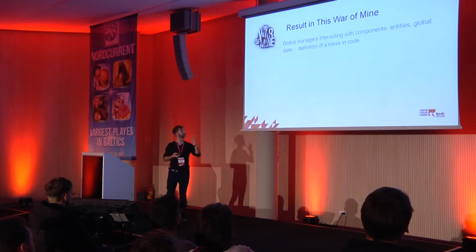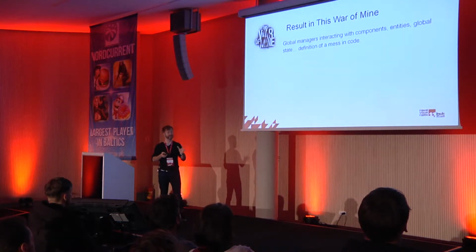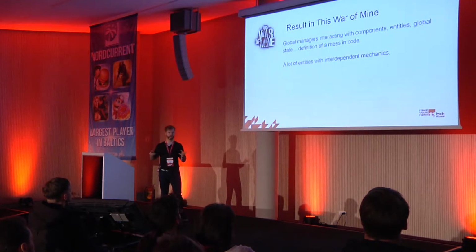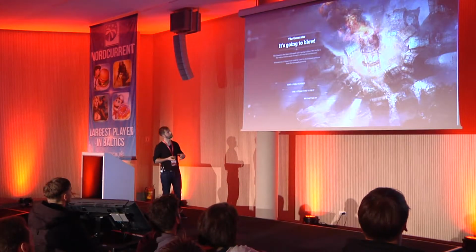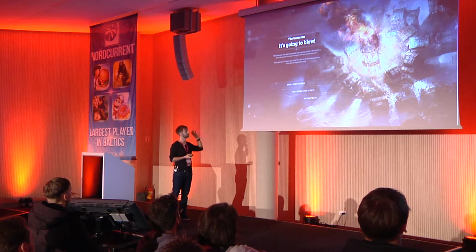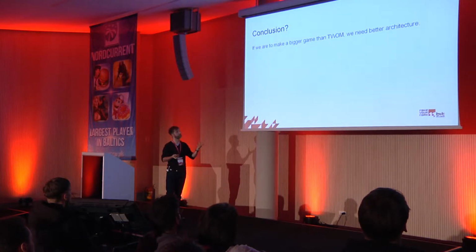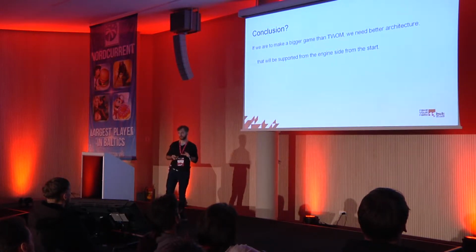So in This War of Mine we ended up with a lot of global managers that interacted with components, entities, and global state. Well, that's the definition of a mess in the code, really. We had a lot of entities with independent mechanics, because one entity had to inform another entity about something. It wasn't really efficient. So if we wanted to use these mechanics in Frostpunk, well, it was going to blow. So what's the conclusion? If we were to make a bigger game than This War of Mine, we needed a better architecture, one that would be supported in the engine from the very start.